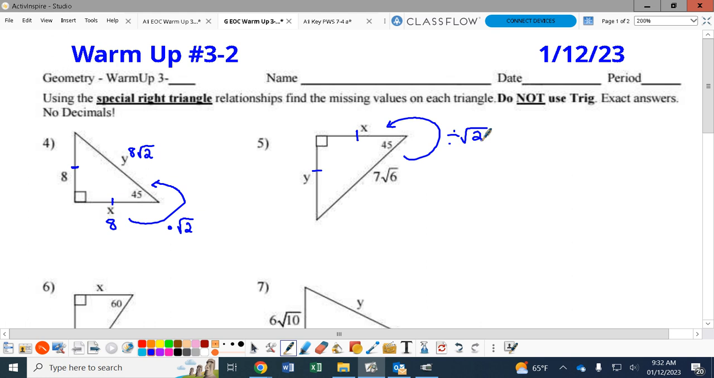This is going to have to be rationalized, which means you got to have steps for this. You got to have work for this. Here's how this looks. It's going to be 7 square roots of 6, all divided by the square root of 2.